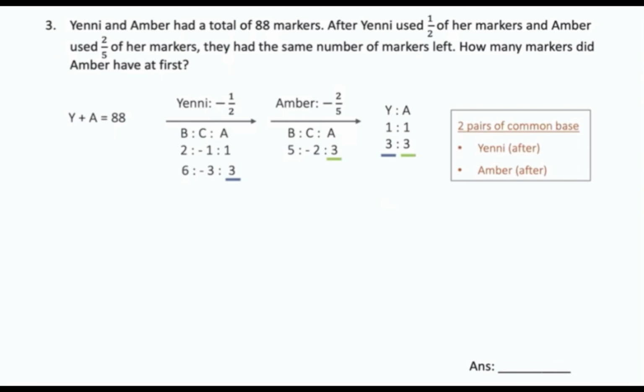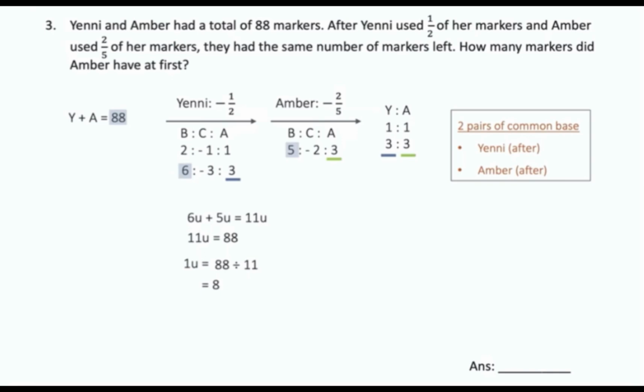Now, look for a value in the question, which is 88. 88 is the beginning, meaning Yenny at first plus Amber at first must be 88. Yenny at first is 6 units. Amber at first is 5 units. So altogether, 11 units is equal to 88. 1 unit is equal to 8.